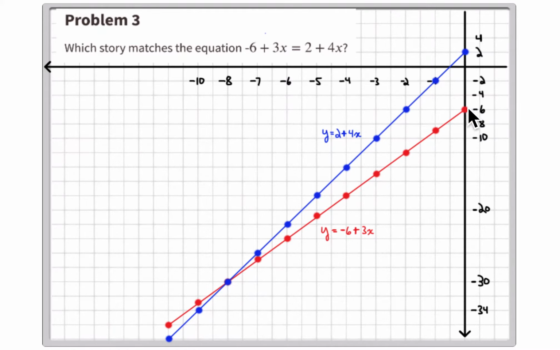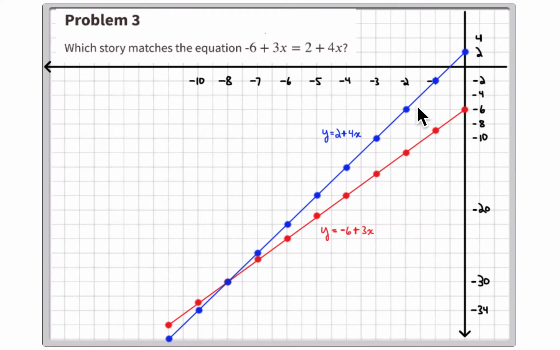Now notice this is starting out lower than this point. So this is starting at -6. This is starting at +4. This is a lower slope. So it's going up slower than this line right here. So these lines in the positive direction will never intersect. They will get farther and farther apart.